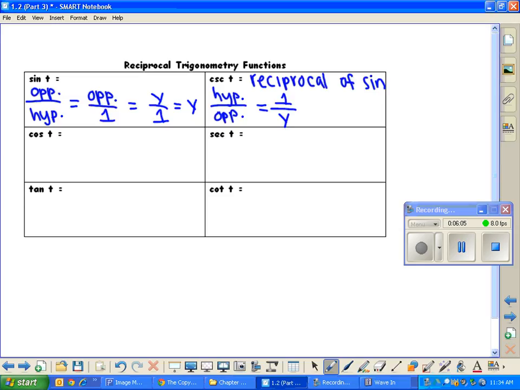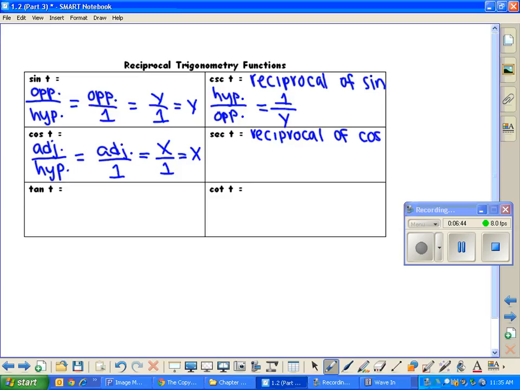So sine and cosecant, those are reciprocal trig functions. Moving over to cosine, we know this one already too. We start out with adjacent over hypotenuse. We all know this. Easy peasy. All right. That's just adjacent over 1 or x over 1. Or just x. Yep. Secant is the reciprocal of cosine. So if it's the reciprocal of cosine, we would start out flipping that first fraction, giving us 1 over x. So secant of some angle is just 1 over that x value. It's the reciprocal of cosine, which is just the x value.